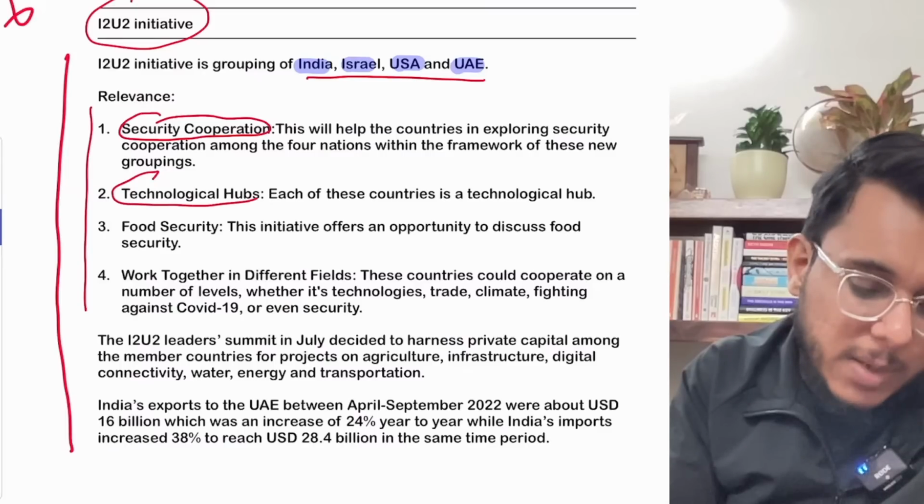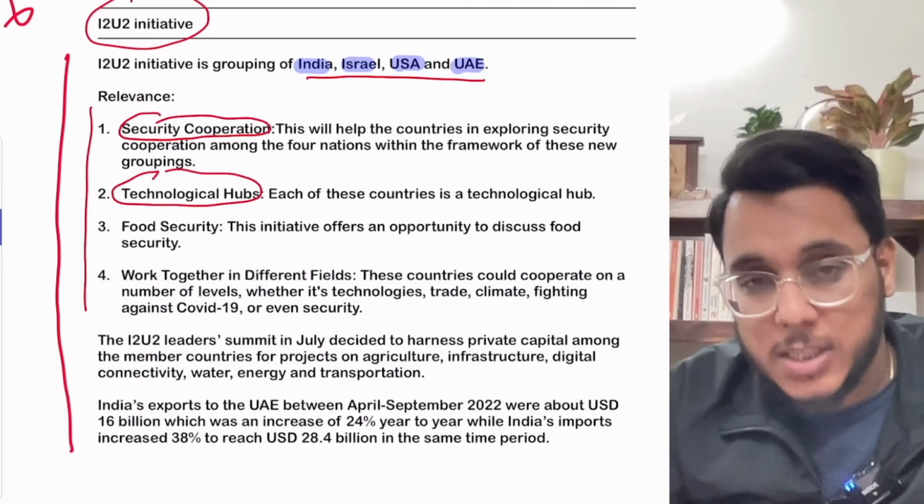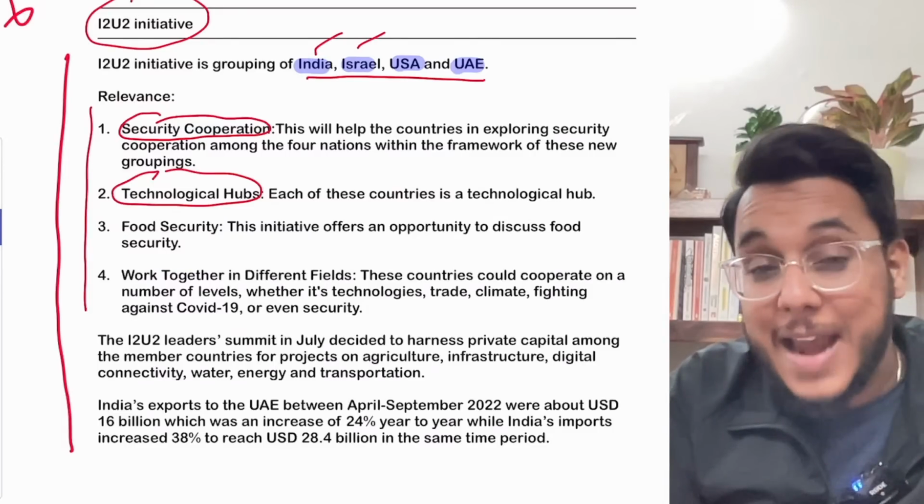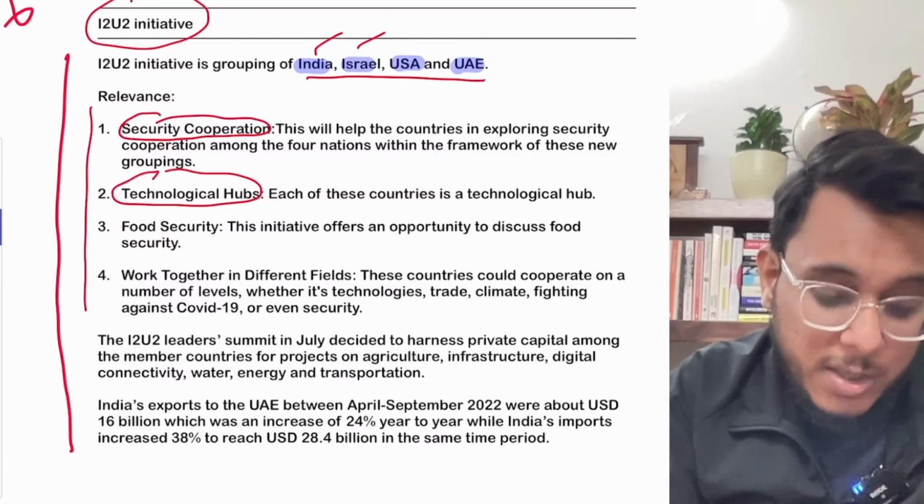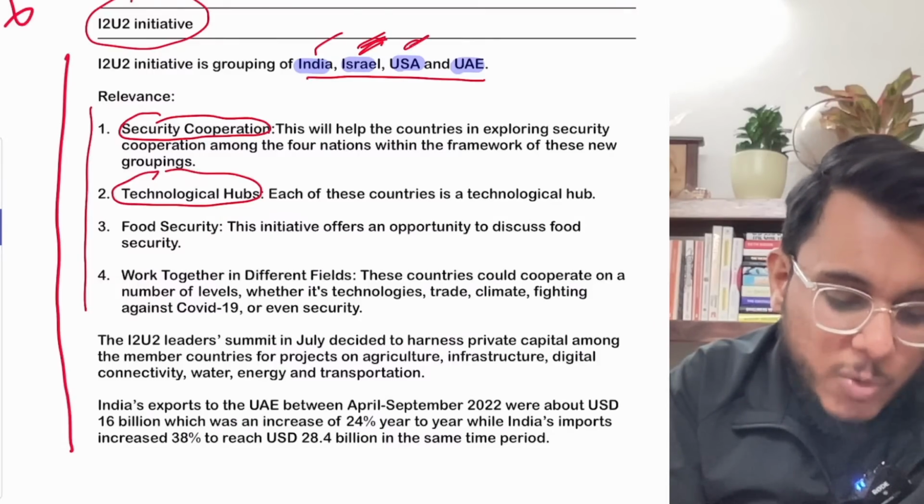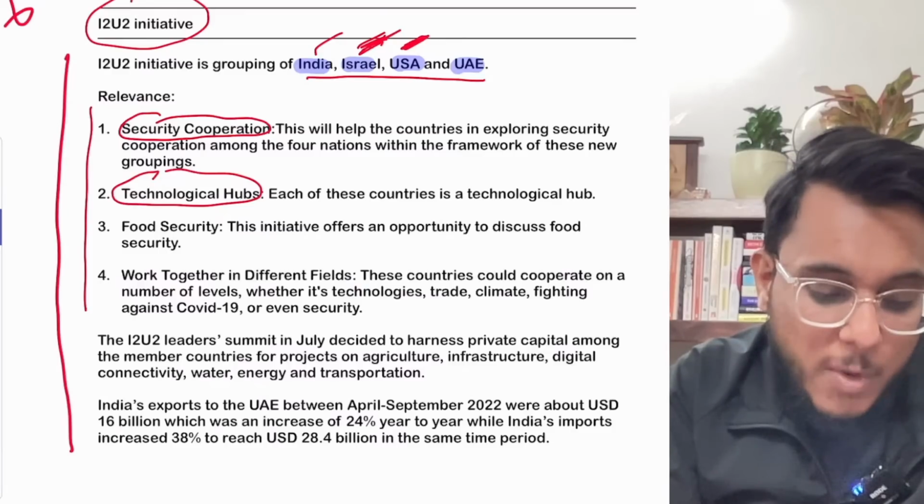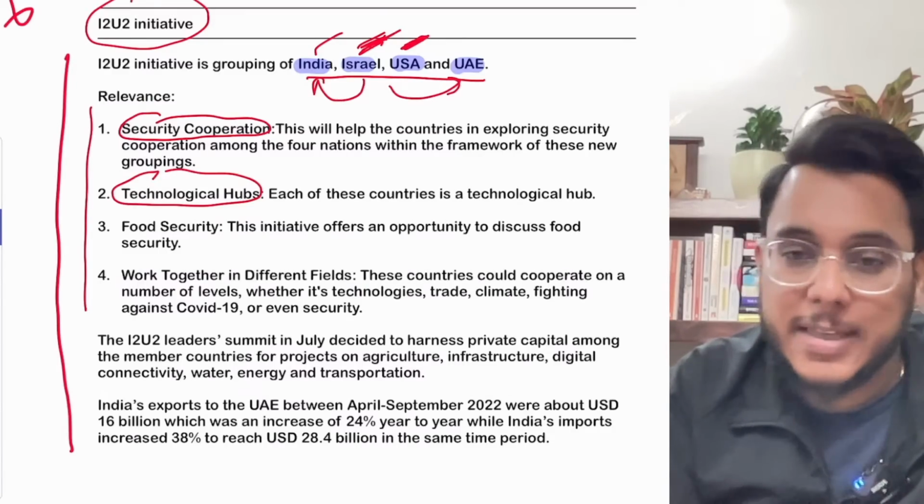Then the countries will be focusing on technology transfers. We see that India and Israel particularly have expertise in technology. Israel and USA have particular prowess in technology. So how Israel and USA can provide technological assistance to India and UAE, that will be the focus.